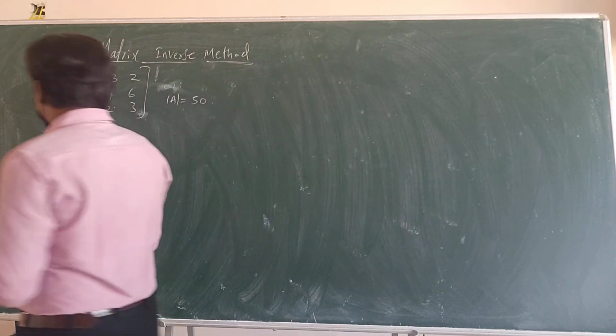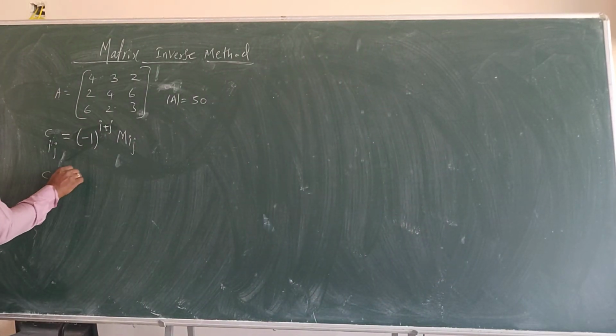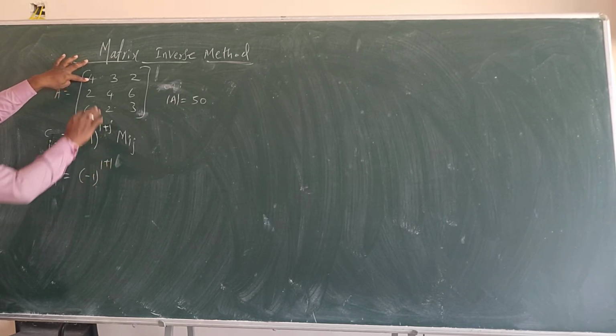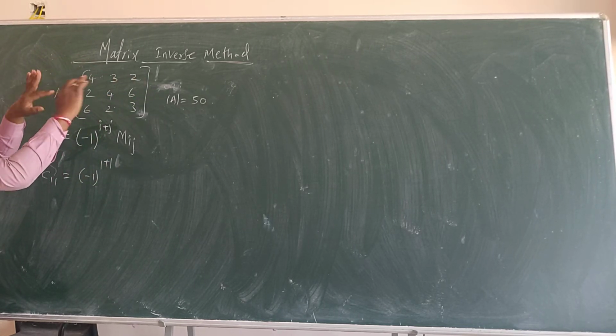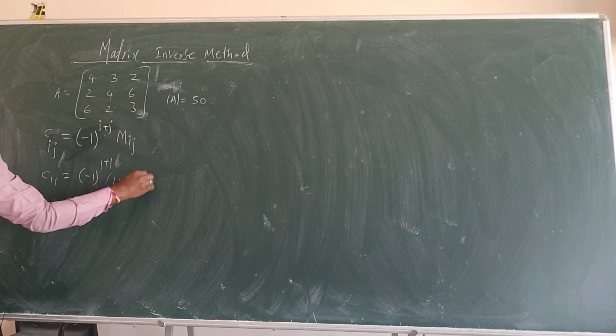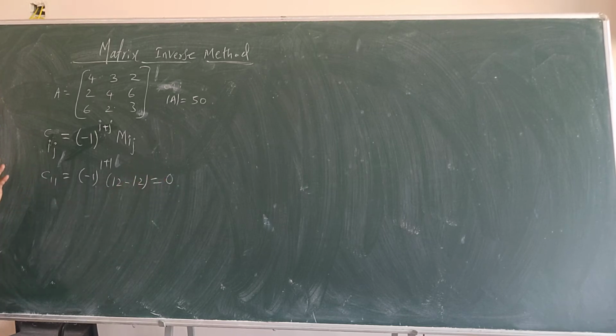So I'll write fast. C11, tell me what you get here. Minus 1 power 1 plus 1 M11. So this row is closed, this column is closed. Hide the row and column. 4 3s are 12, 12 minus 12, so 0. Right? Next, C12.